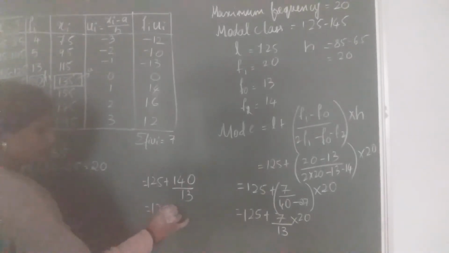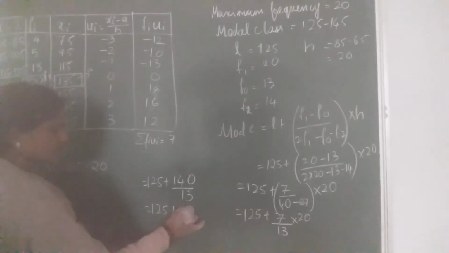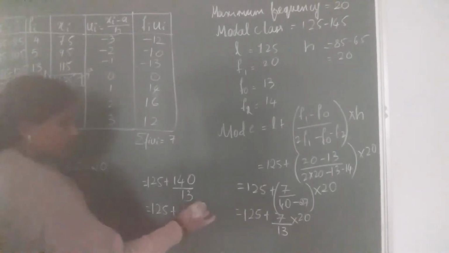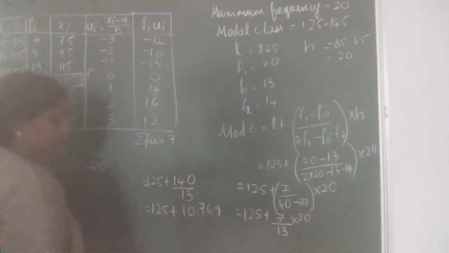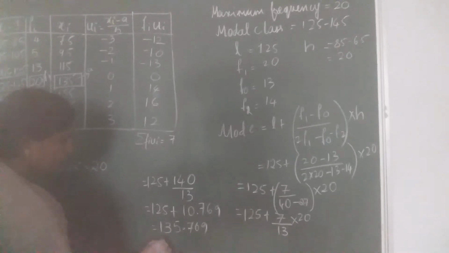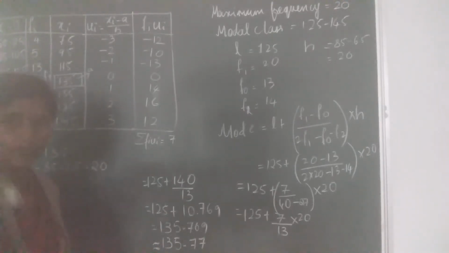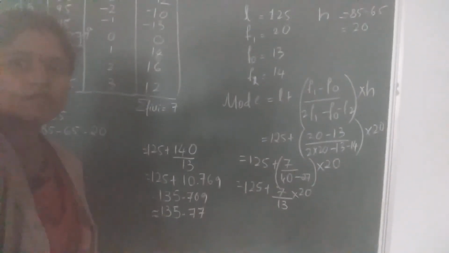So 125 plus is nothing but 10.769. So the answer is 135.769. You can take it as approximately 137.77. That is the approximate symbol. That's it. Is it clear for you? Is it visible for you? Thank you.